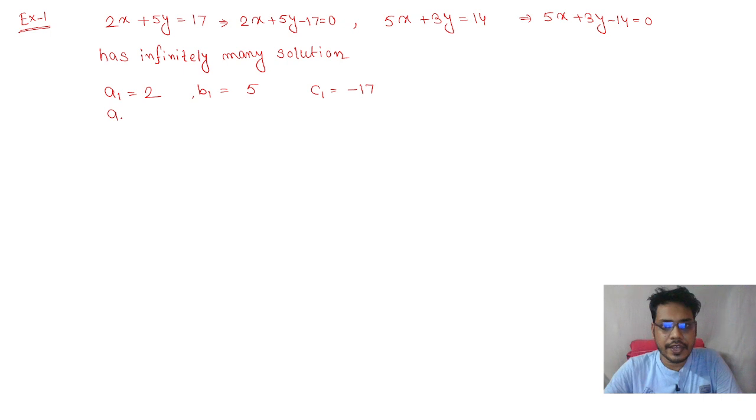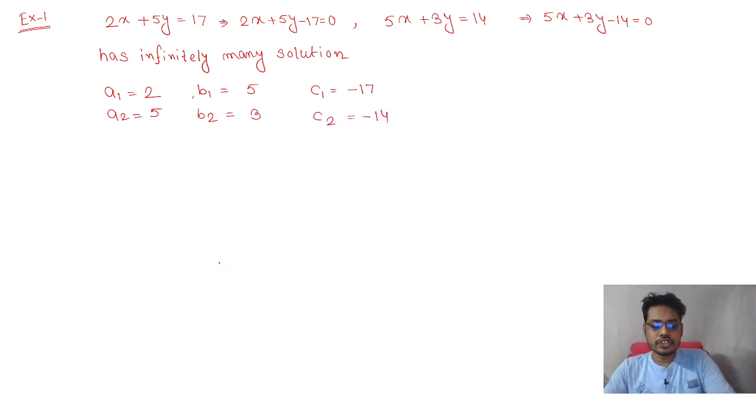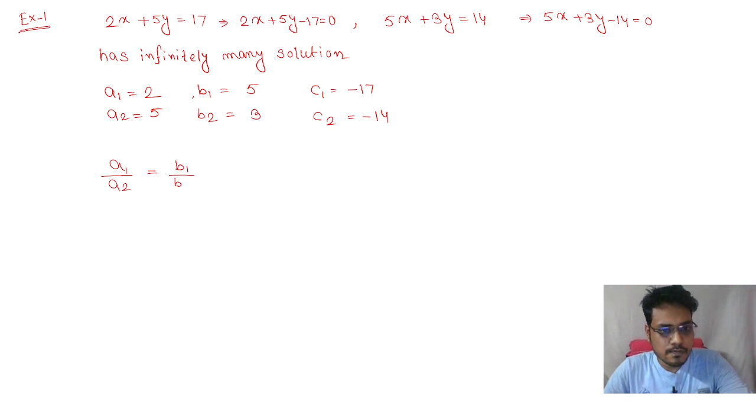Now what is a2? a2 is 5. What is b2? b2 is 3. And what is c2? c2 is minus 14. Now check in this form, that is, infinitely many solutions. That means a1 by a2 should be equal to b1 by b2, which should be equal to c1 by c2. We have to check whether it has infinitely many solutions or not.